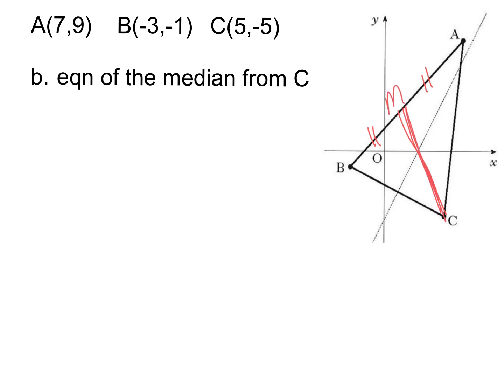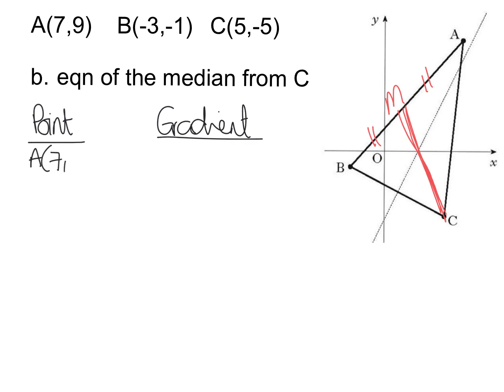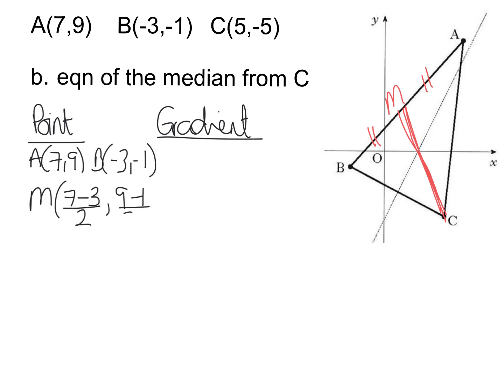So our little guide is to write out point, gradient, and then we'll come to the equation further down. So the point we are using, we need the midpoint of A and B. So I'm going to write out my coordinates of A and B. So 7, 9 and negative 3, negative 1. So the midpoint of them will be, add the x's. So 7 minus 3, half it. 9 minus 1, half it. That gives me 4 over 2 and 8 over 2.